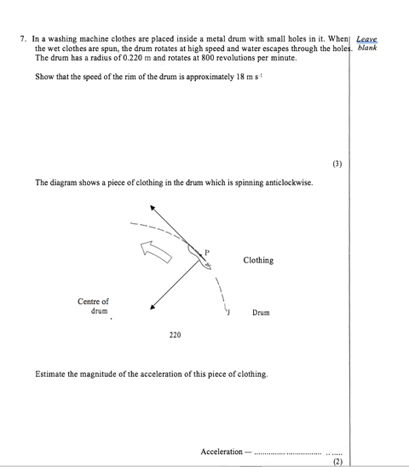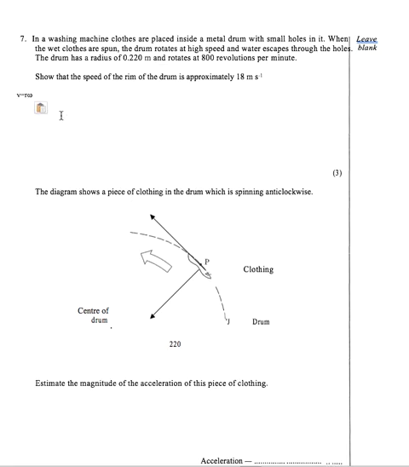So we're looking for a connection between the rotation rate and the linear speed of the rim of the drum. So that clearly is v equals r omega. And omega then, well, that is the angular speed. So that's going to be 2 pi times the number of revolutions per second.